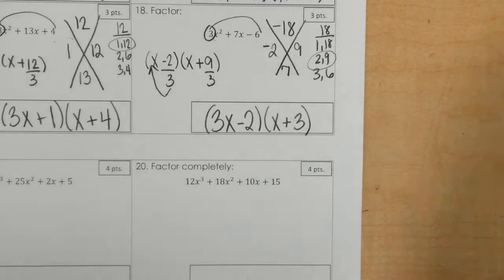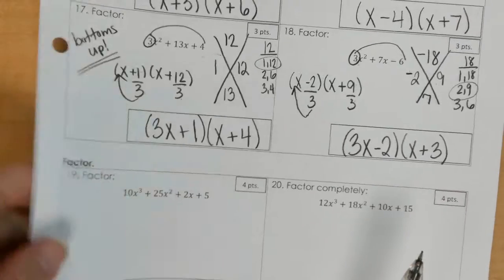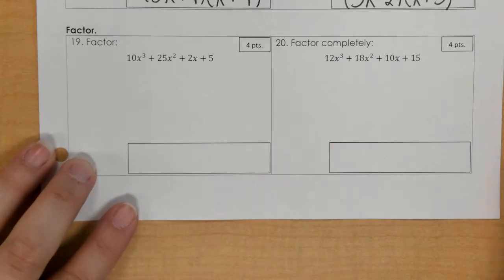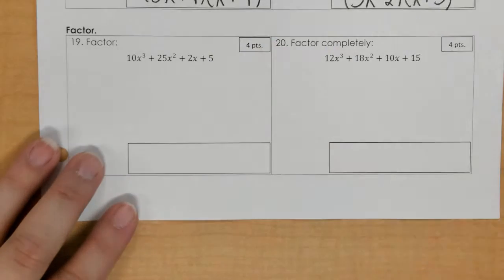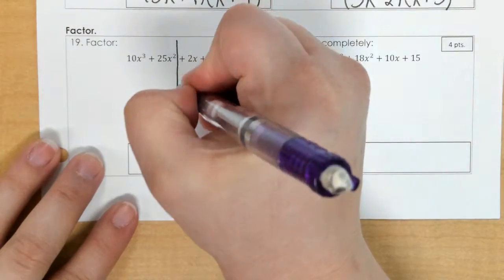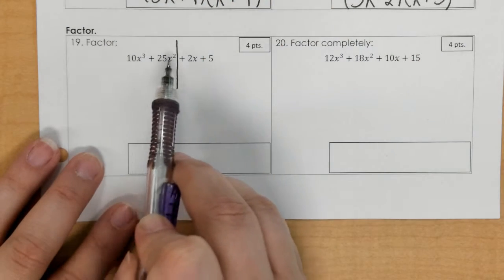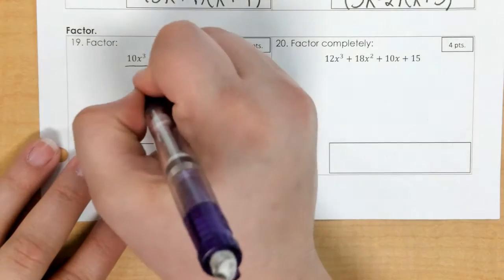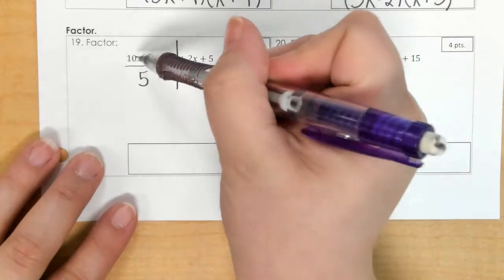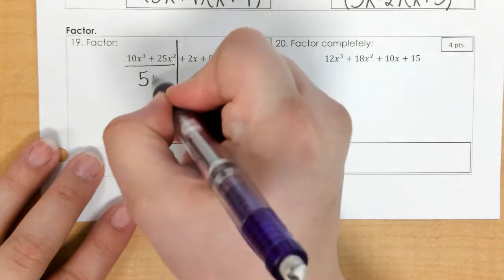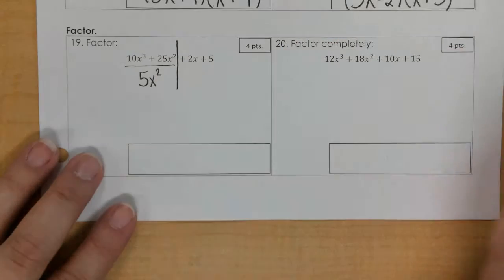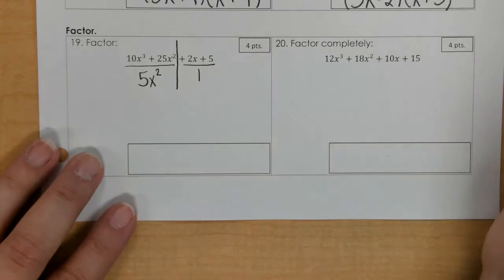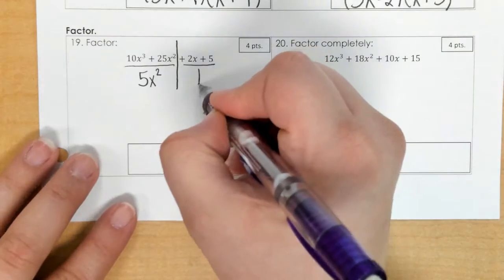Okay, for the last two factoring problems, number 19 says just factor. So this means I want two pieces here. I want to cut this in half. So on this side, what is your GCF of 10 and 25? That is 5. And there is an x in both terms, so I take out the lowest x, x squared. Over here, my GCF is 1. So I take a 1 out of that.